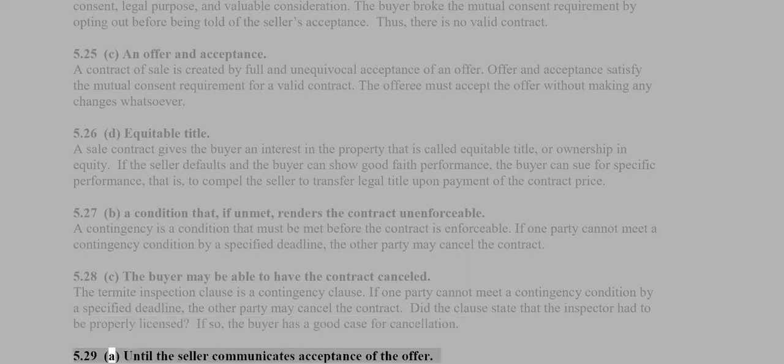5.29 A. Until the seller communicates acceptance of the offer. An offeror may revoke an offer for any reason prior to communication of acceptance by the offeree.